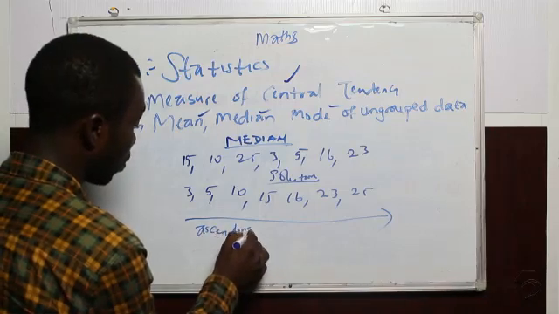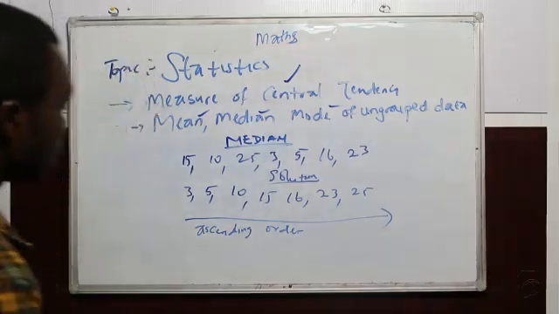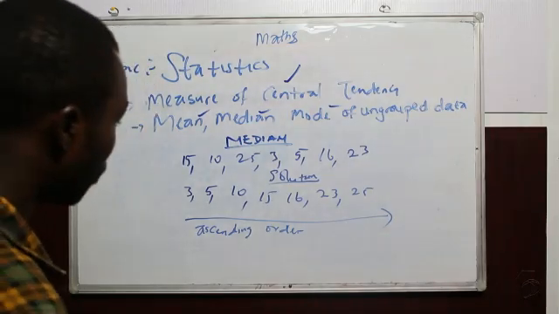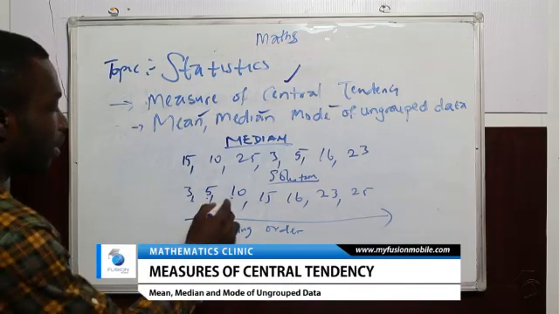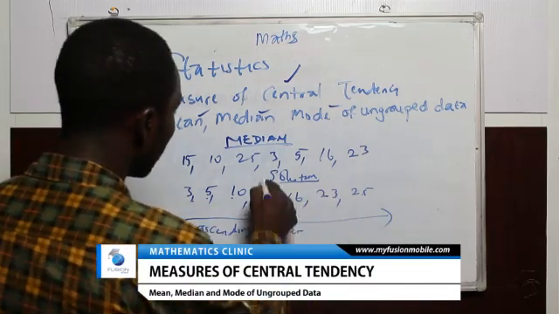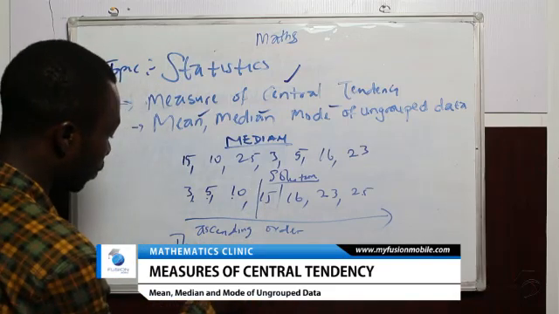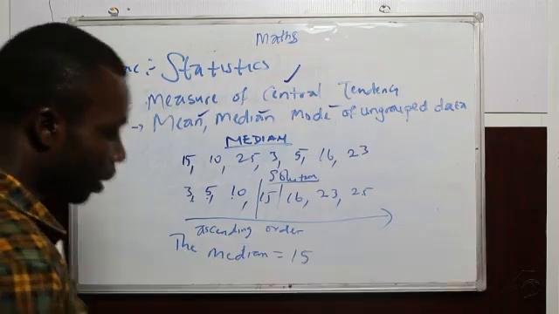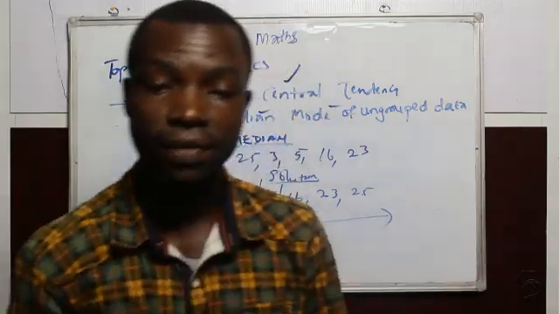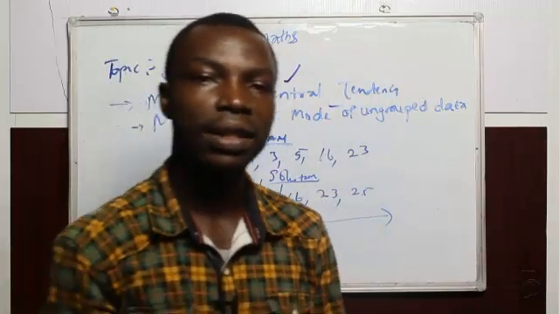So this is a method that can help us to find the middle number. Now let us find the middle number: 1, 2, 3, 1, 2, 3. So the middle number is 15. The median is equal to 15. The median using the ascending order method is 15.